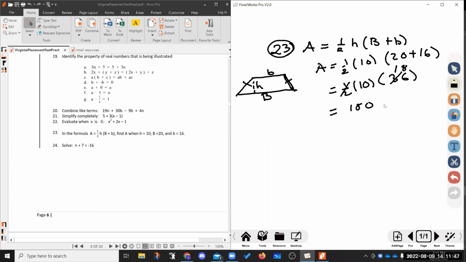This is going to be square units. They didn't tell us what the units were. I know area has to be measured in square units.